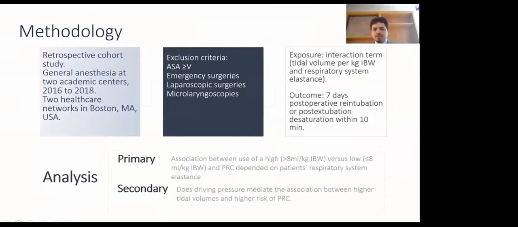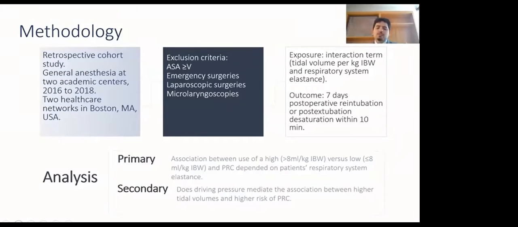So what did we do? In this retrospective analysis, we included surgical cases performed between 2006 and 2018 at 2 competing healthcare networks in Massachusetts. We excluded patients with ASA more than or equal to 5 and patients who underwent surgery that was emergency, laparoscopic surgery, or microlaryngoscopy. The primary exposure variable was defined as the interaction between tidal volume per kilogram ideal body weight, categorized into high, more than 8 ml per kilogram, or low, less than or equal to 8 ml per kilogram, and standardized respiratory system elastance. Primary outcome was respiratory failure, defined as either re-intubation within 7 days postoperatively, or post-extubation desaturation below 90% within the first 10 minutes after extubation.